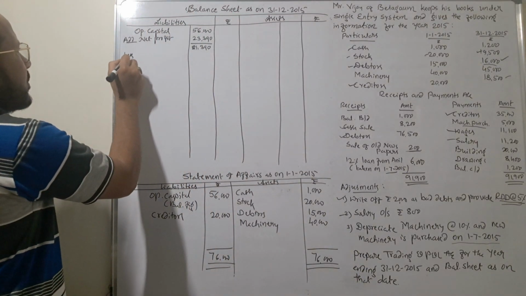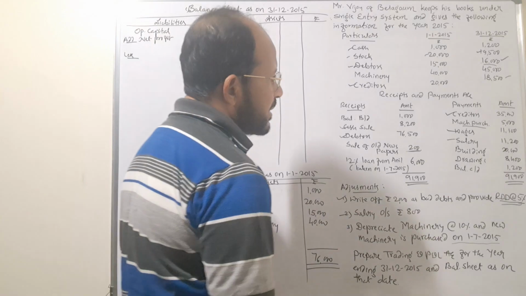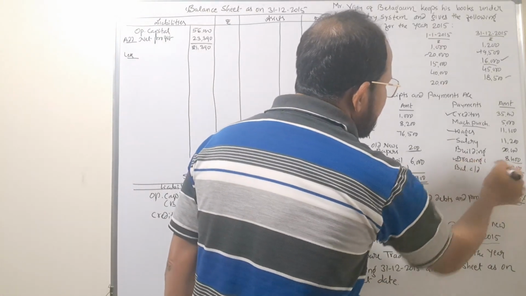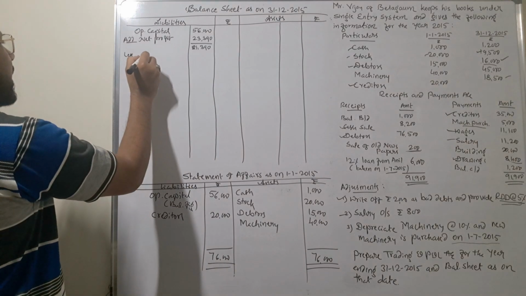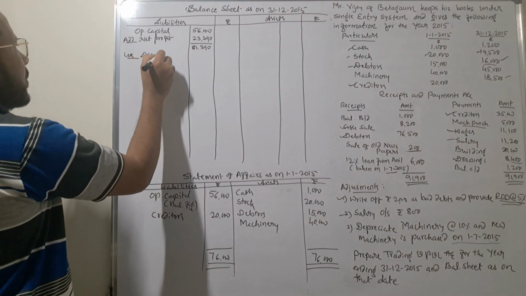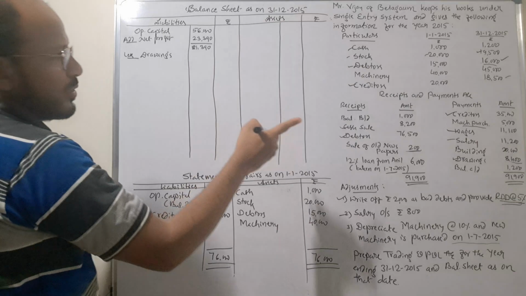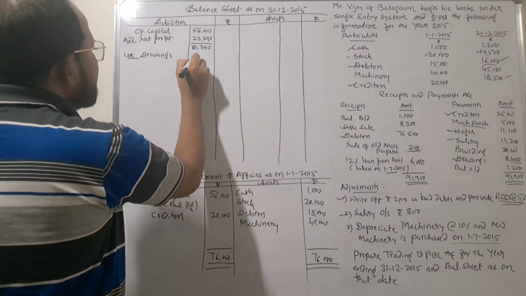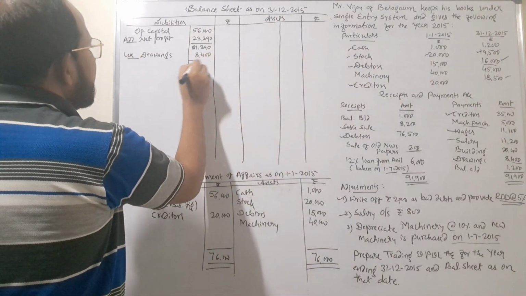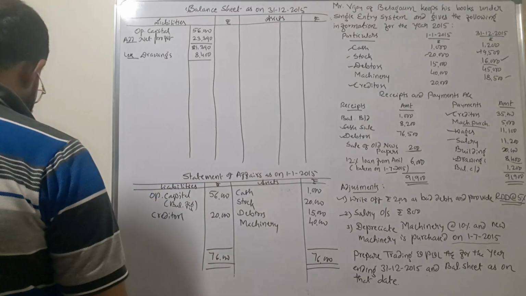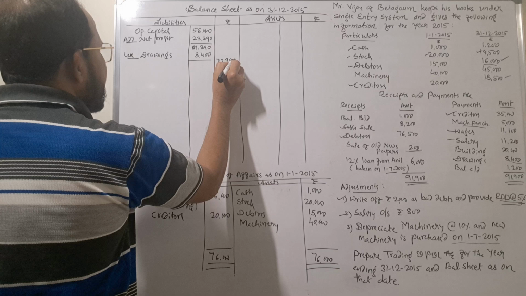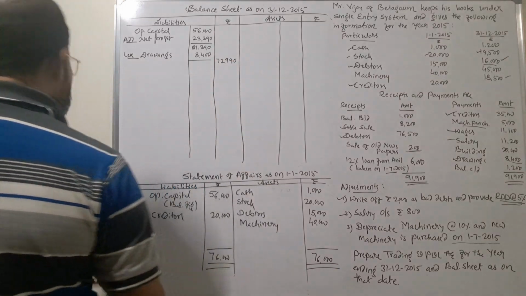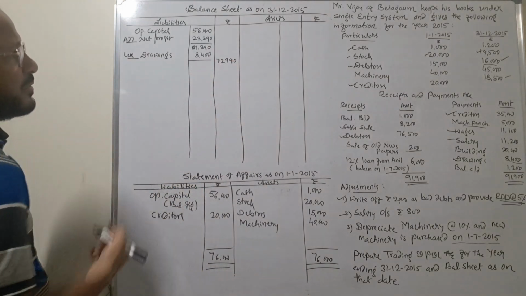Now, in this problem, drawings is also given. Just you check here, drawings rupees 8,400 is given. That is why such drawings are to be subtracted here. Drawings, what is the amount of drawings? 8,400. After deducting this, we write the amount in the outer column, 72,990.